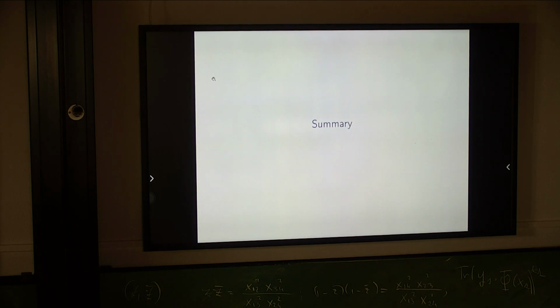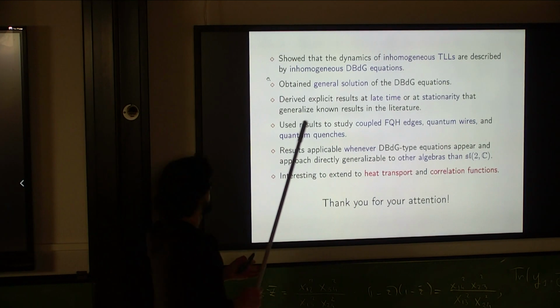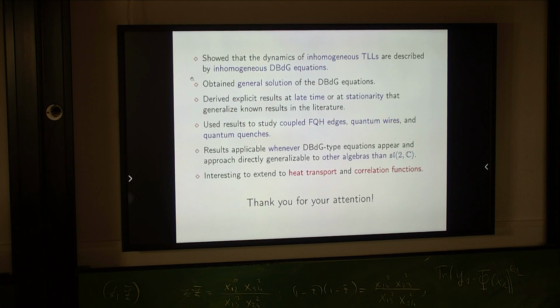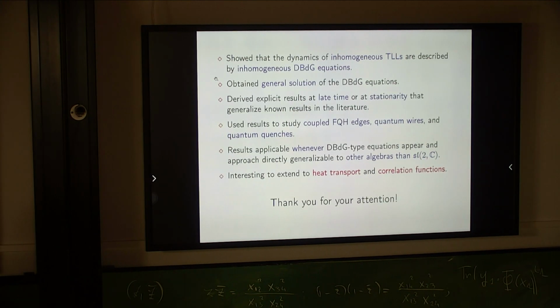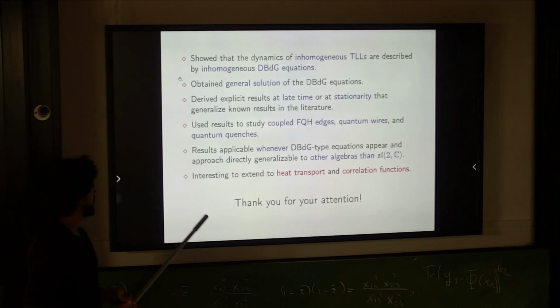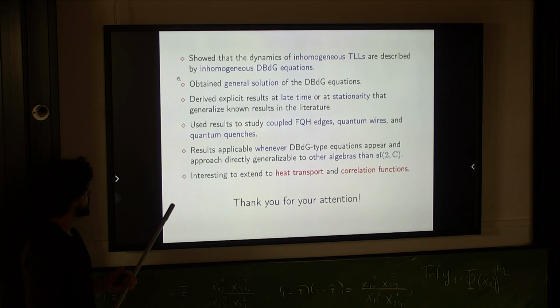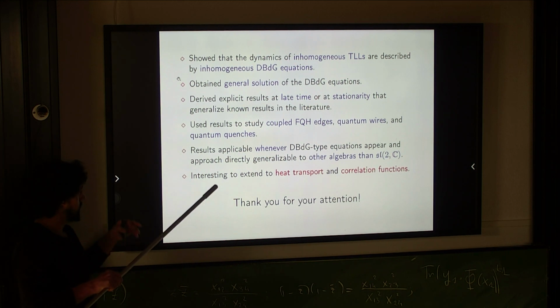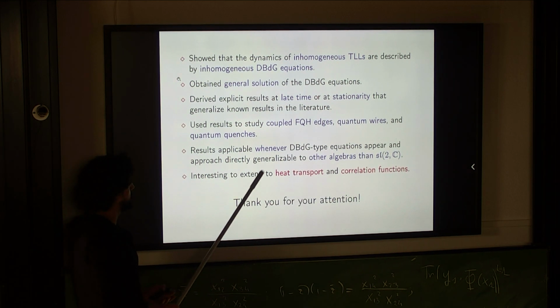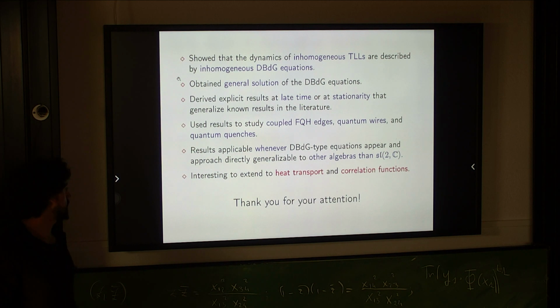So that brings us to the summary. I'm interested in studying thermodynamic liquids, and I showed that the dynamics is described by Dirac-Bogoliubov-de Gennes equations, which was not observed before. Then I tried to solve this in general, and used it to obtain results for late time and at stationarity, and a number of applications. One thing I want to stress is that this approach you can use for more complicated systems, more complicated algebras, or in principle whenever these kinds of equations appear, for instance scattering on an interface between a superconductor and a normal metal and so on.